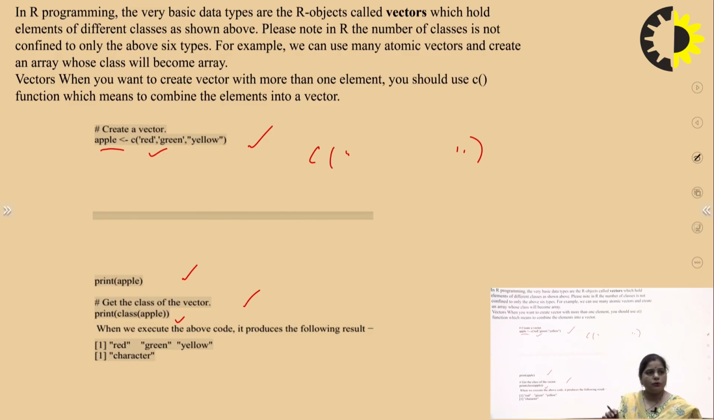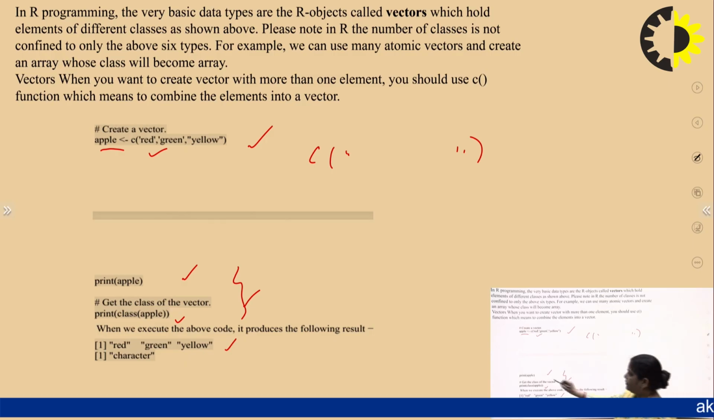When we execute these two codes, we have two outputs. With the command print apple, it prints all the elements of the c function, that is red, green, yellow. And when we print the class of apple, the class of apple is character. So these are the basic commands to print vectors normally by using the c function.